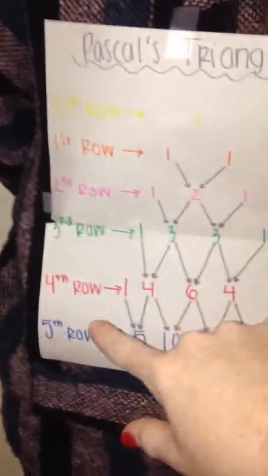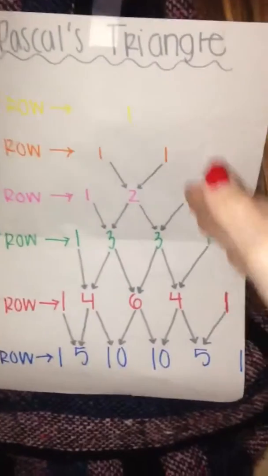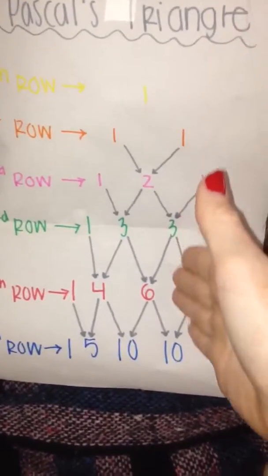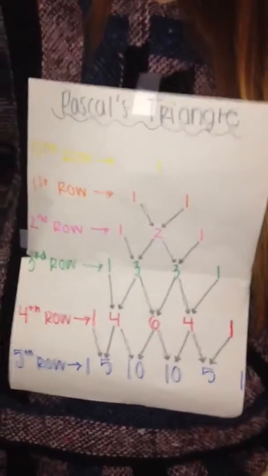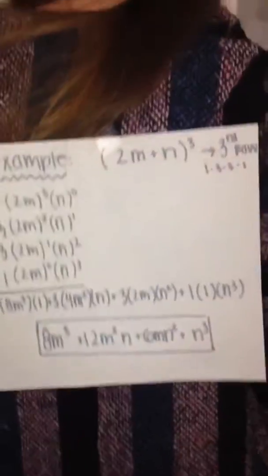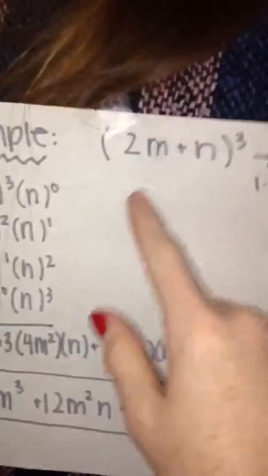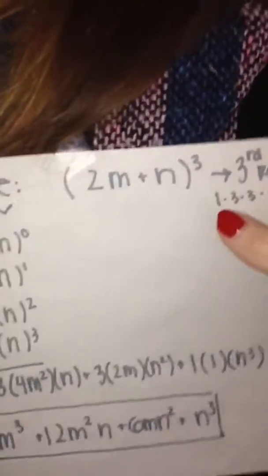This is Pascal's triangle. There are 5 rows that follow a pattern with ones on the outside that all add to certain numbers in the middle. An example of this triangle is 2m plus n cubed, which we then realize is the third row, which is 1, 3, 3, 1.